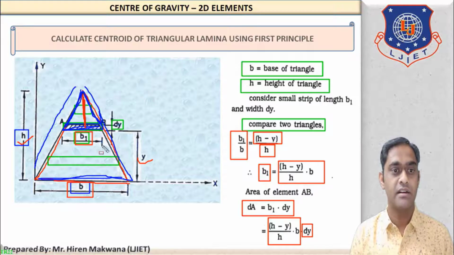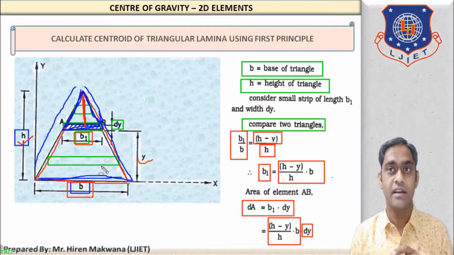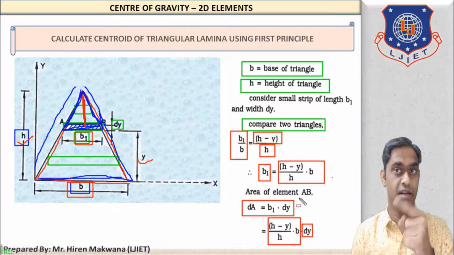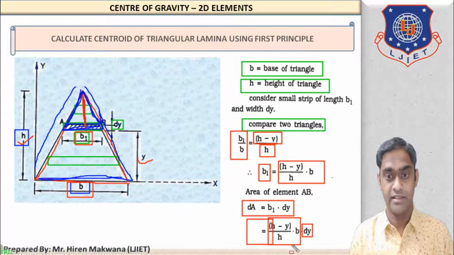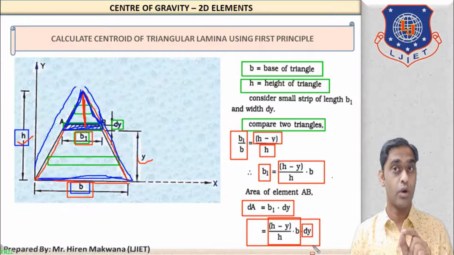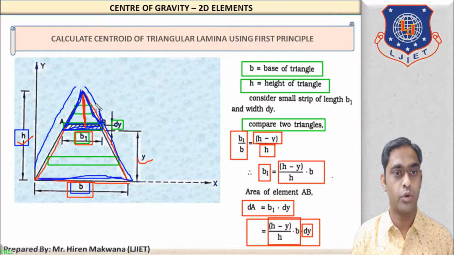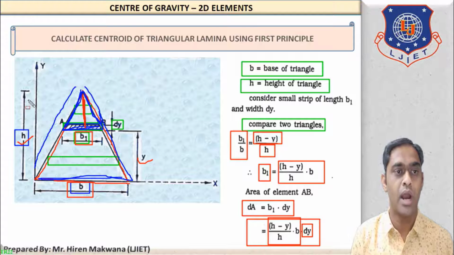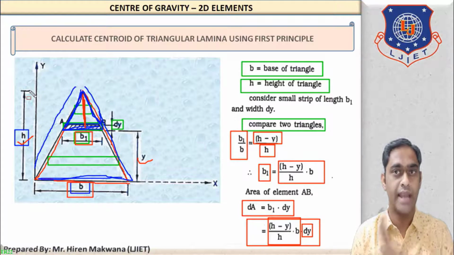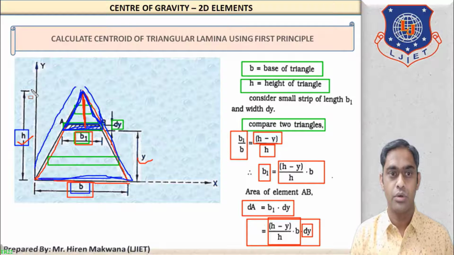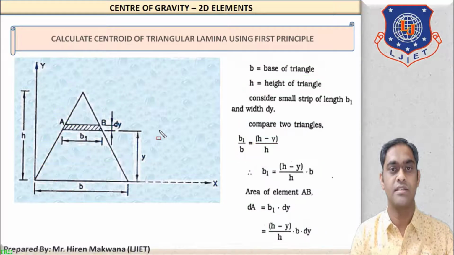What is y? Y is the distance of the strip from the bottom. What is dA? dA is the area of the strip, in the numerator as well as in the denominator. Now what is the limit of the strip? This strip, concentrate on the figure, will be running from bottom to top. So the limit will be from 0 to height, meaning bottom to height. Clear? So let us see the calculations now.